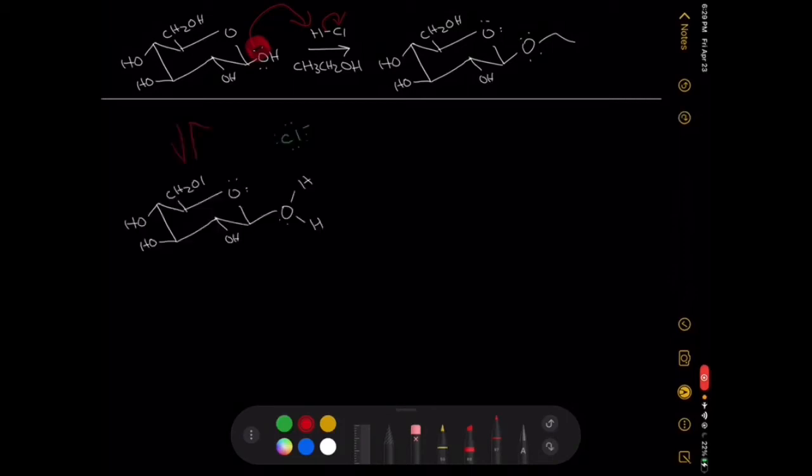Okay, so as you can see now, this is how it would look. This is positive right here, because it only has 1, 2, 3, 4, 5 electrons around oxygen. Oxygen needs 6 to be full and to be stable. So that's why it has a positive charge. Now that oxygen has a positive charge here, this is now a good leaving group.